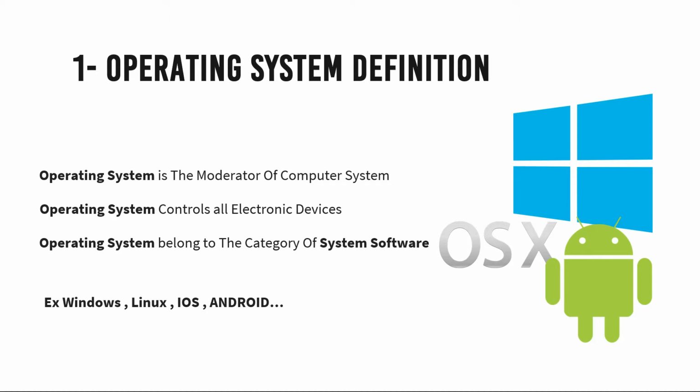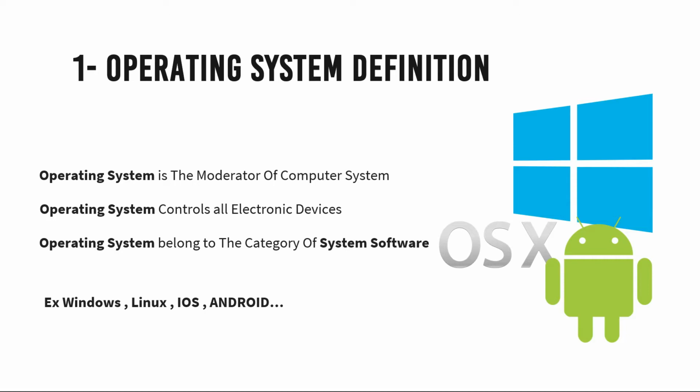Operating system is the moderator of computer system. So whether we use mobile, personal computers, any electronic device, it's controlled and maintained by an operating system. It is a software program, the main program in electronic devices, that allows you to use applications, and it controls hardware resources as well, such as CPU, RAM, memories, and stuff like that.